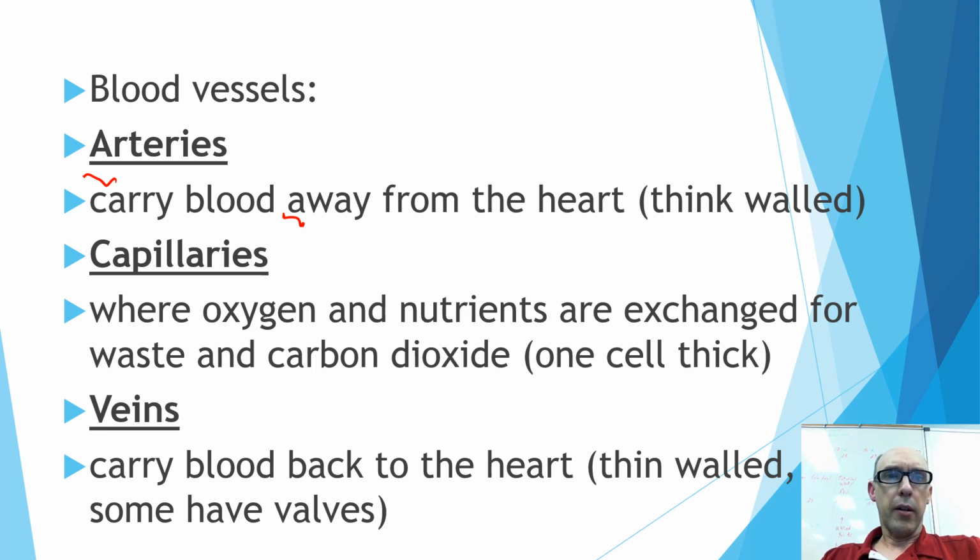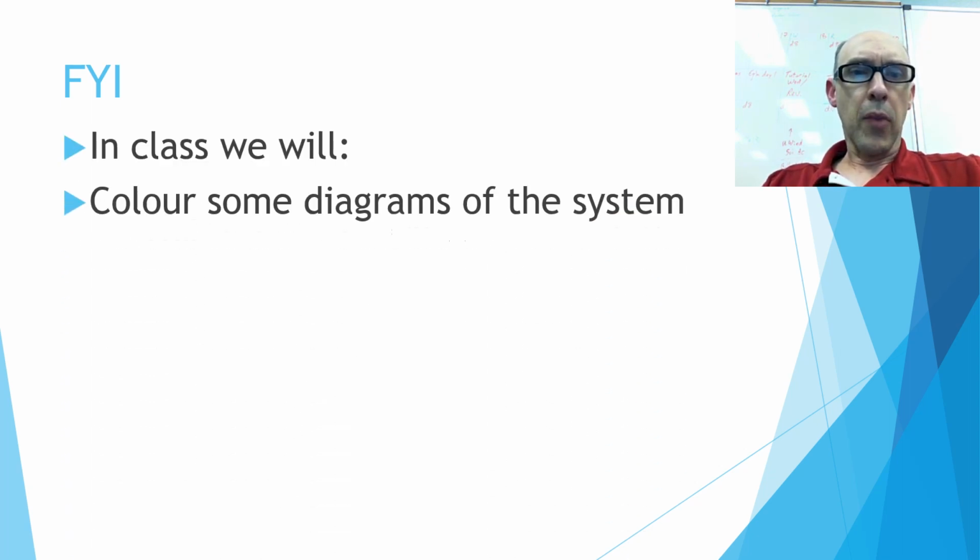Our last slide is for your information, so don't write this one down. What we're going to do in class is the following. I've got a handout for you with some diagrams to show the different parts of the heart as well as the rest of the body for how some of this exchange occurs. So we're going to do some coloring on those. And yes, I have pencil crayons, but if you've got your own, that's great.